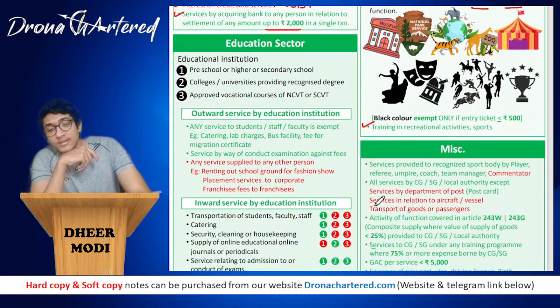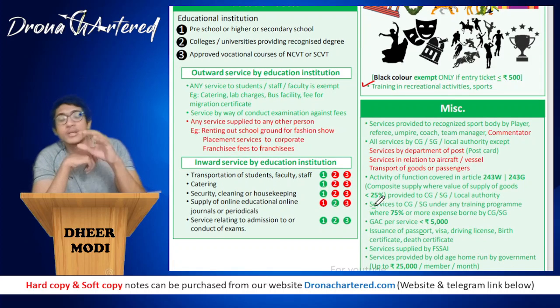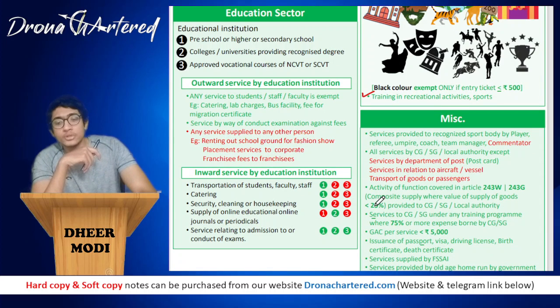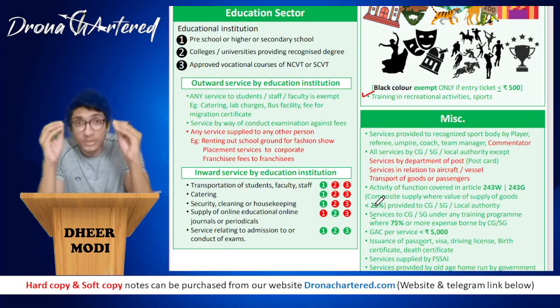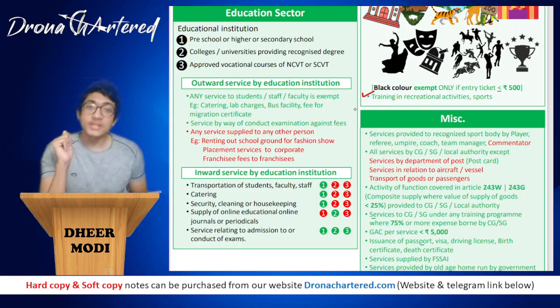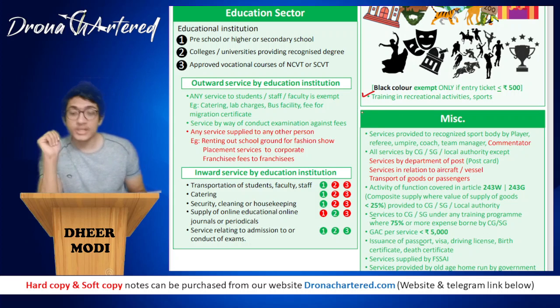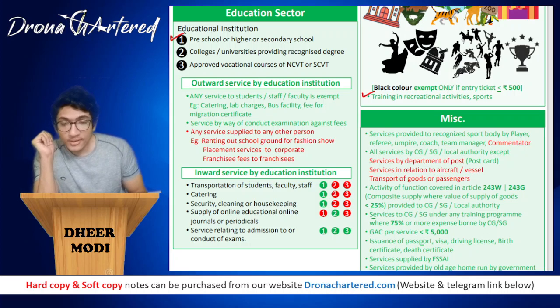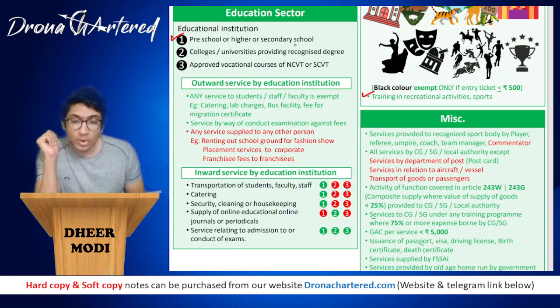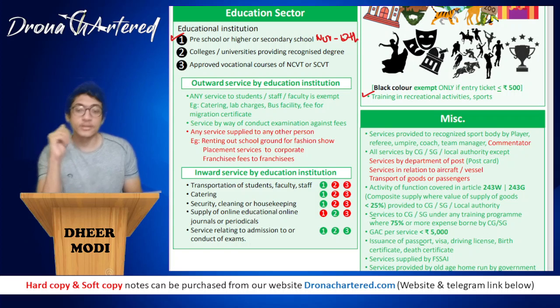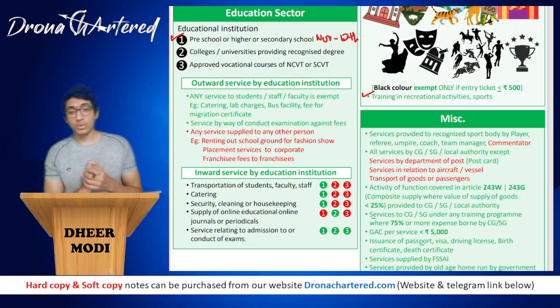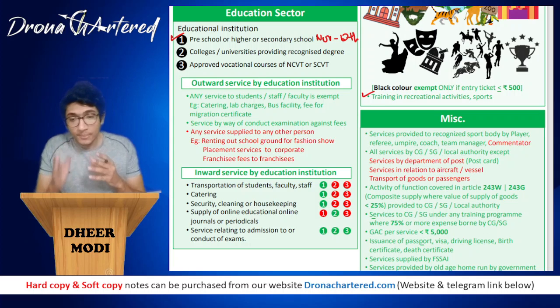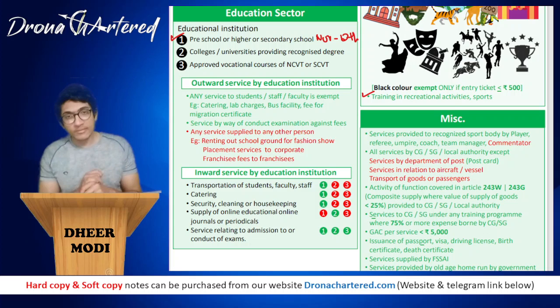Now your very tricky part comes, your education sector. A lot of students get confused in the education sector, so I have made it as easy as possible. Remember carefully. Our education institution is basically divided into three types of educational institution. First is your preschool or higher or secondary school, that is from your nursery to your 12th standard. So these come under your preschool or higher or secondary school. Now this is number one. Remember the number because these will be used ahead.